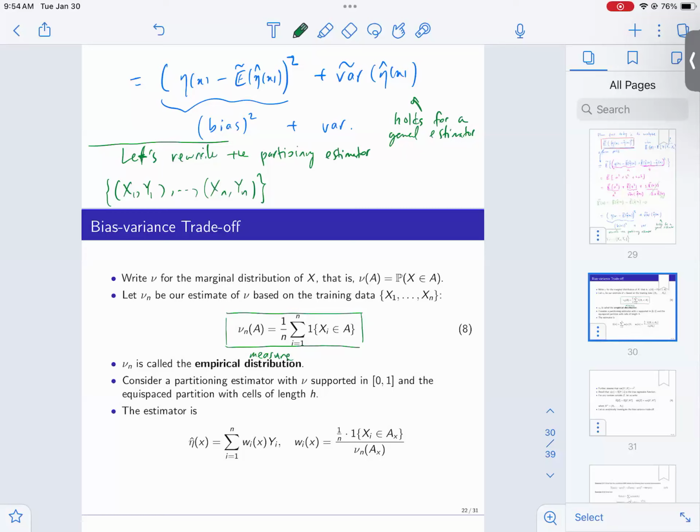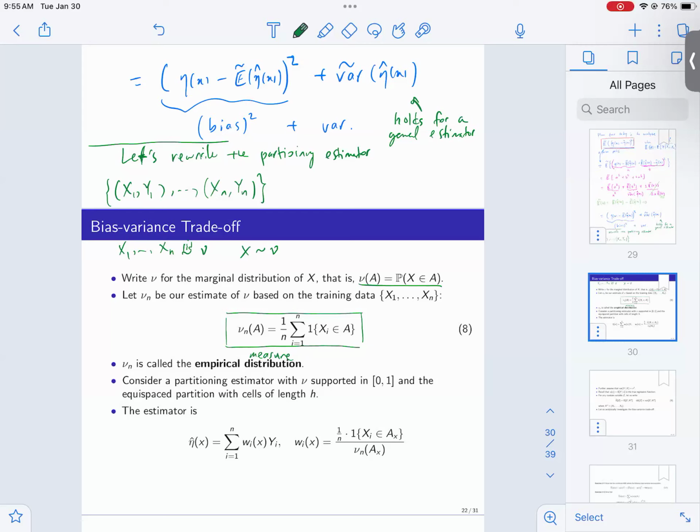So what is the distribution? We can write it for a generic x. Assume that x1 up to xn are IID from some distribution. Oh, actually, I'm going to write it as mu. This is the marginal distribution of x, and you can also assume that x is distributed like mu. And this mu is defined like this: the probability mu of A is the probability that x belongs to A.